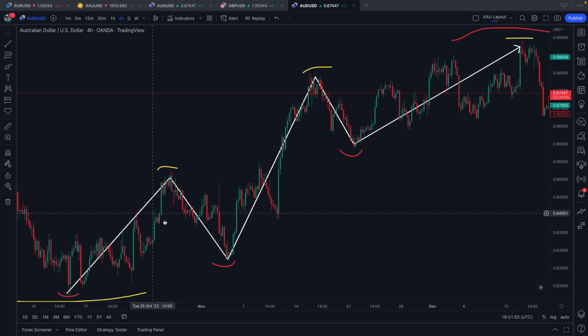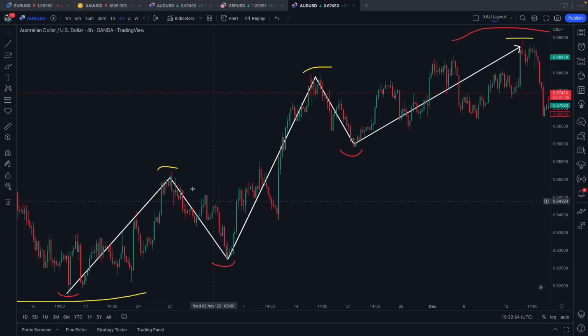Okay, so we need to be looking to get involved at the end of these corrections. Like we did with our bearish market, we want to be looking to get involved at the end of a correction and the start of an impulse. So this here is an impulse. This here is an impulse. This here is also an impulse.